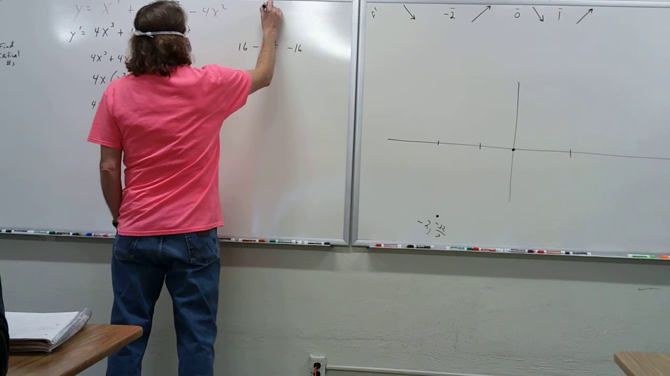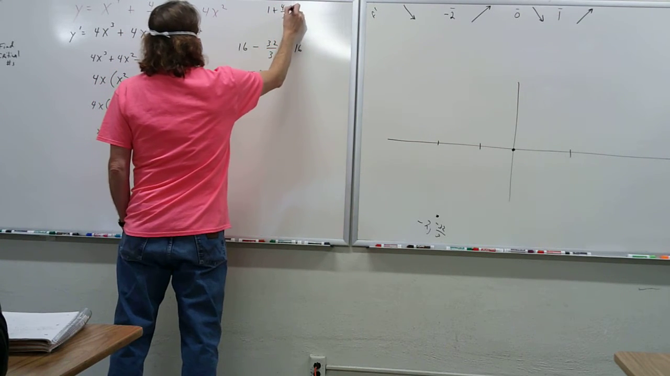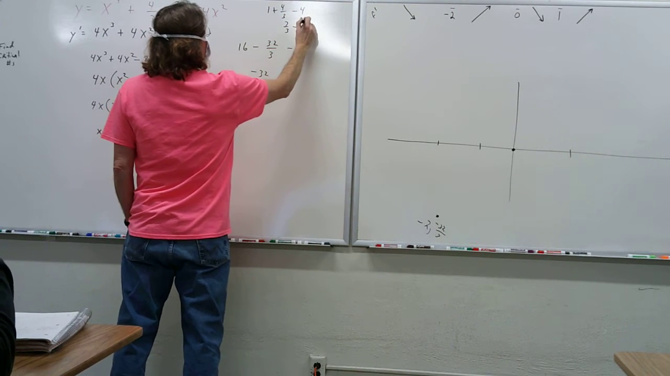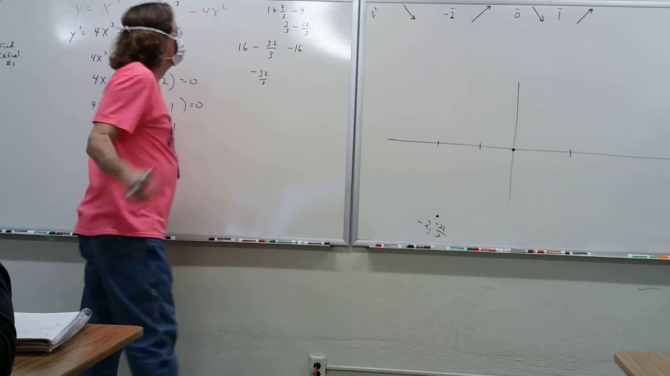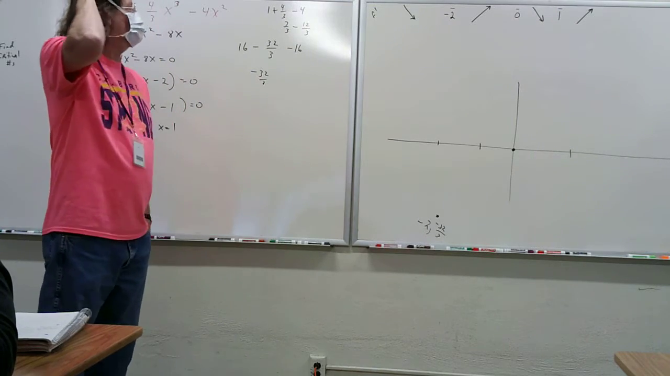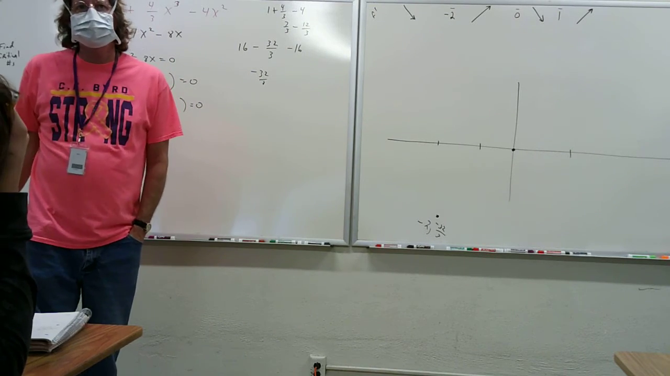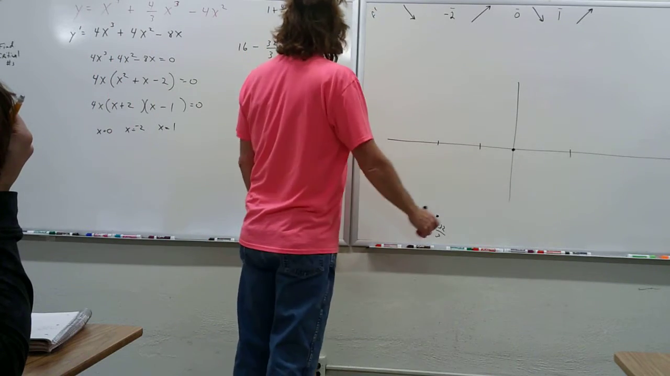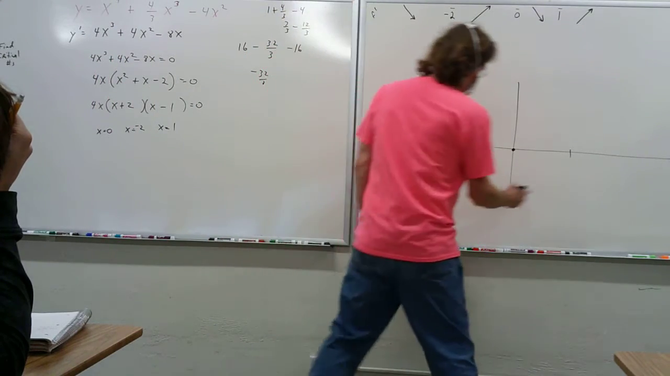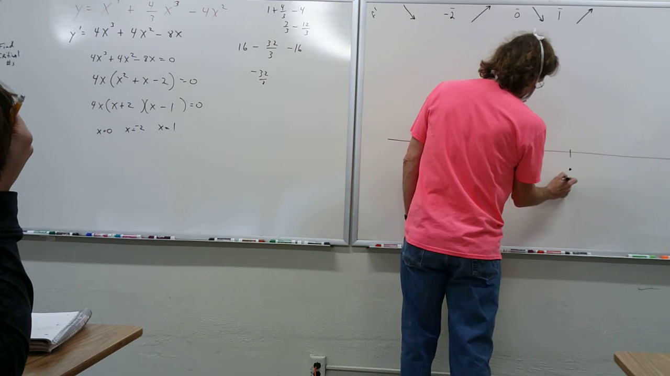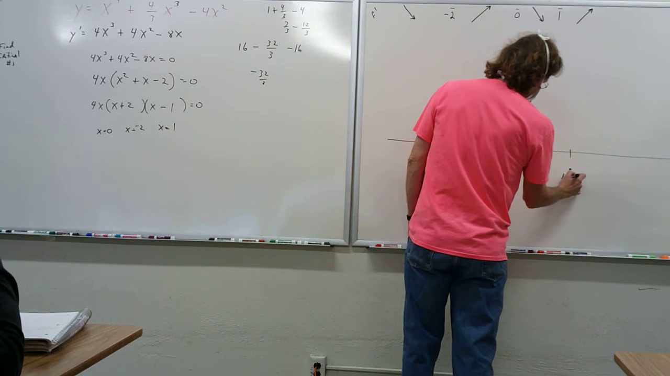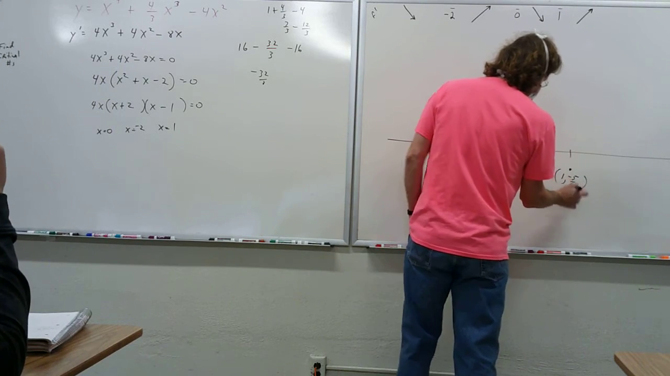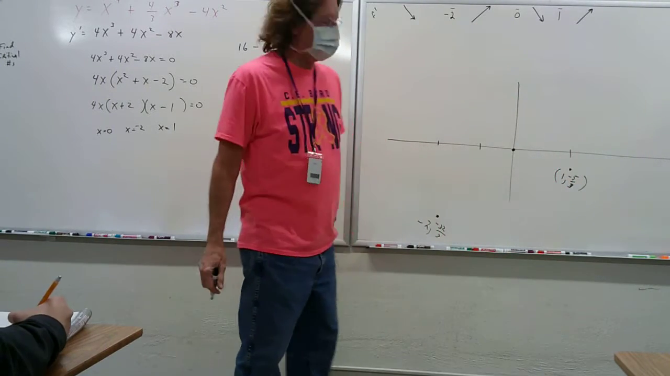1 plus 4 thirds minus 4. I get 7 thirds minus 12 thirds. Don't you dare have to pull out a calculator when you get to college. And I get 5 thirds, -5 thirds. So it's only down about that far. 1, -5 thirds. Now, I could probably go ahead and graph it from here.